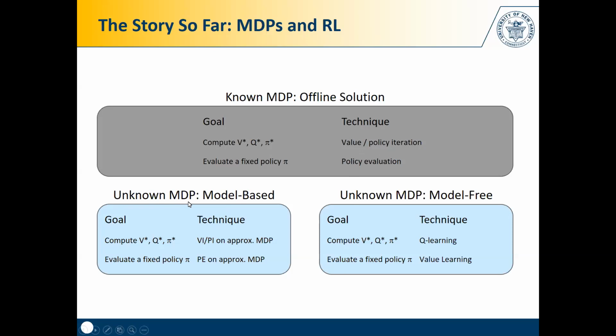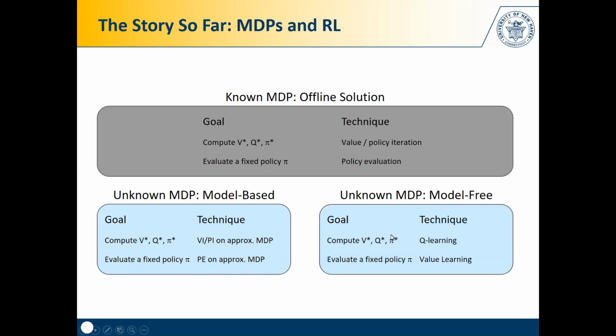Now for unknown MDPs, we mentioned that there are two classes of approaches, model-based and model-free. In model-based approaches, when the goal is to compute V star, Q star, or pi star, we can use value iteration or policy iteration on an approximate MDP. We are approximating T and R based on observed samples. If we want to evaluate a fixed policy pi, we perform policy evaluation on the approximate MDP. Again, this approximate here means that we're dealing with estimated values of T and R, estimated the transition function and reward function.